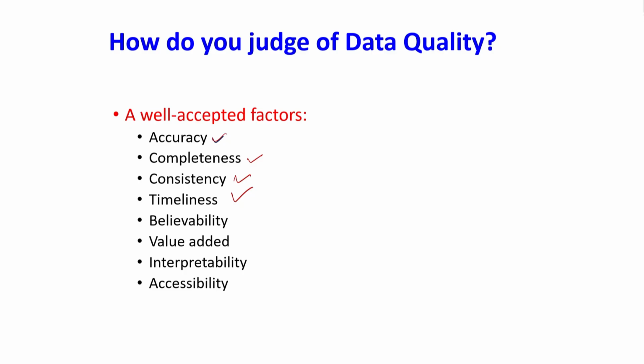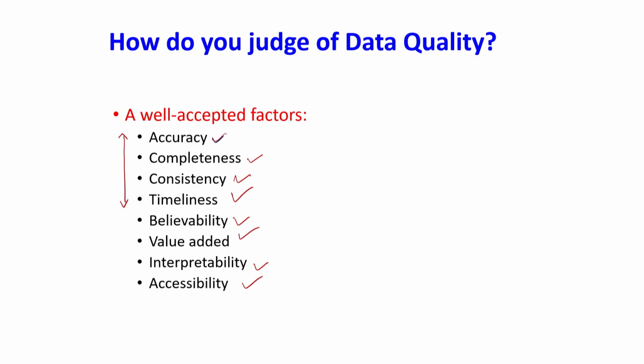Then there are other factors like interpretability, accessibility, whether data are accessible to you, and believability. Some people may believe data, some people may not. It does not matter, it is basically a feeling that I do not believe it or I believe it. And the last factor is value addition: are the data adding any value to your problem or your model or not, right? So this is how you can judge, but these 4 factors are the main factors: accuracy, completeness, consistency, timeliness. These are the main factors.